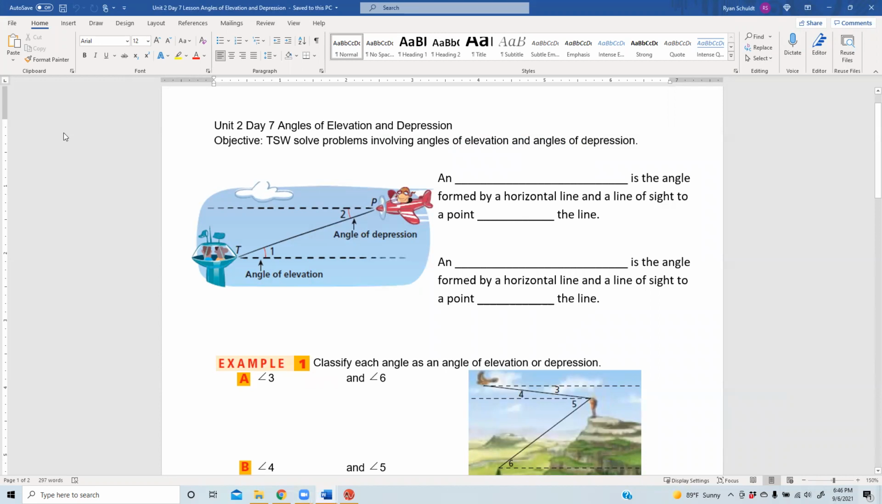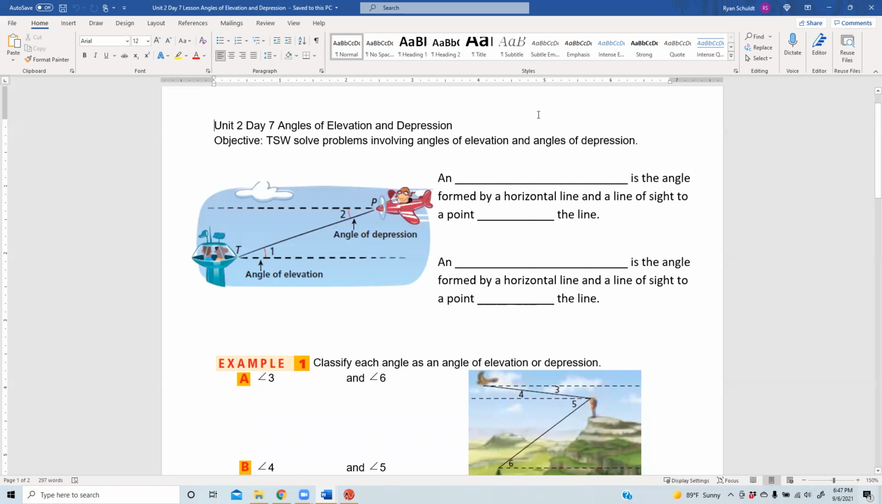Okay, so today we're going to be looking at angles of elevation and depression. Yes, we're dealing more with trig functions, but really it's only going to be one bit of new material, two definitions. These two definitions we're about to talk about are going to be the only bits of new material. Then we're going to apply them to the trig functions.